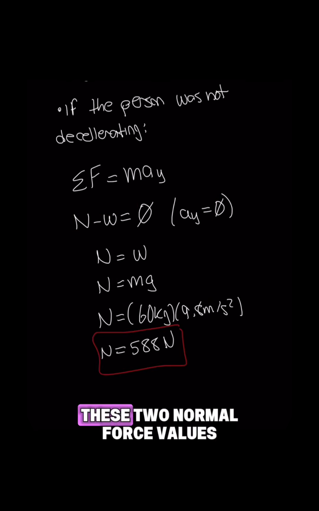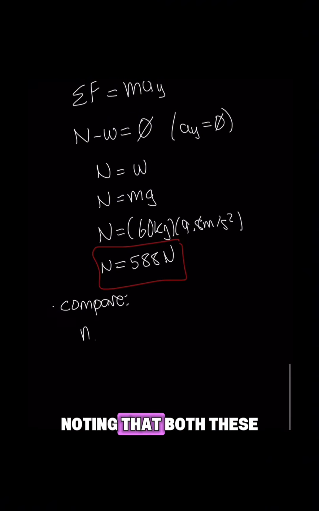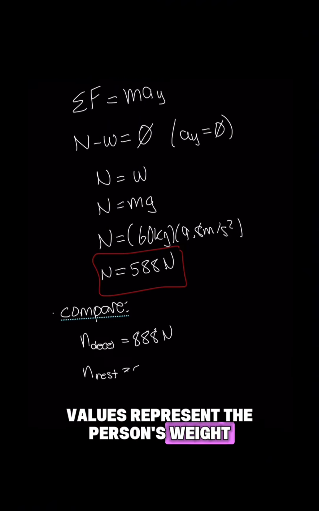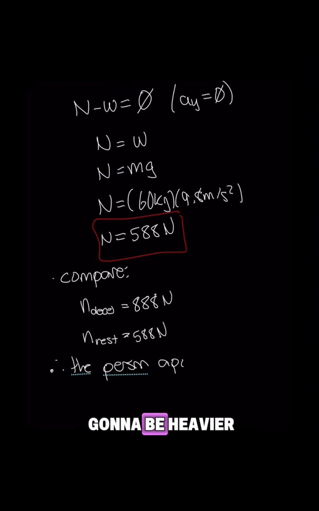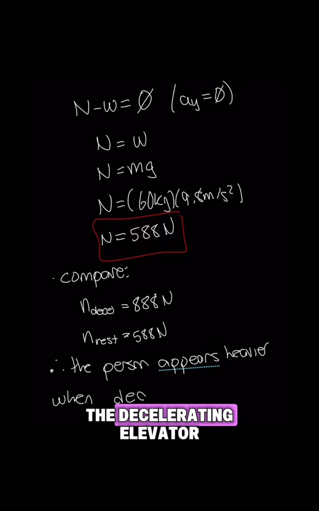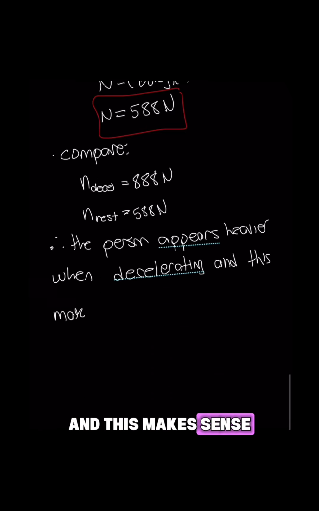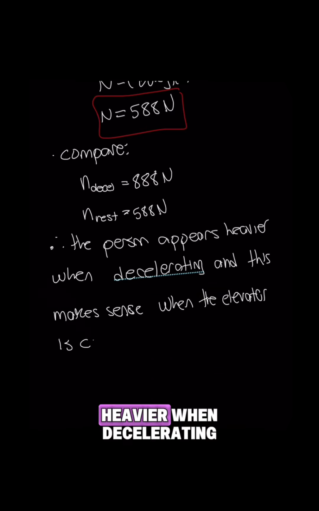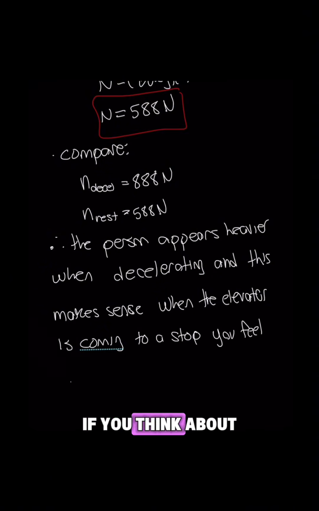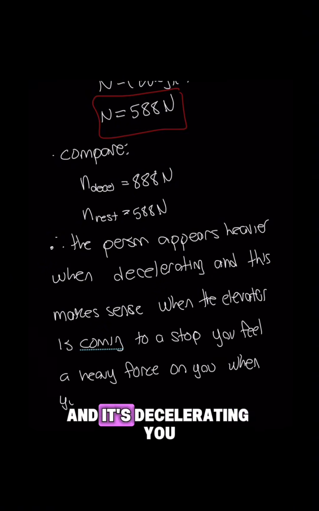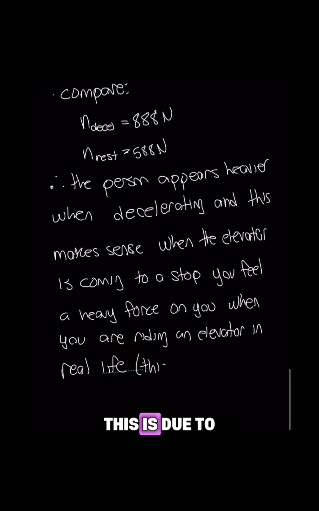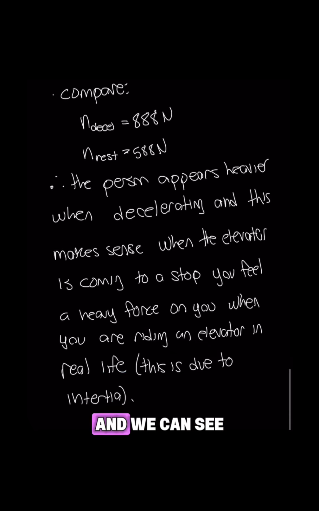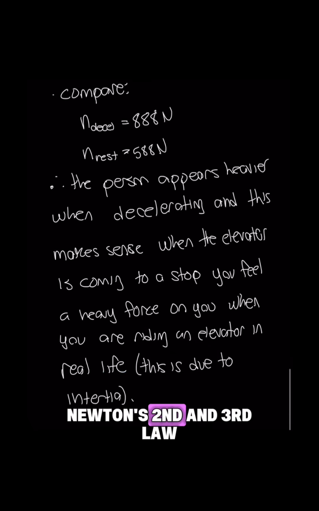So if we compare these two normal force values, noting that both these values represent the person's weight, we can see that the apparent weight is going to be heavier in the case of the decelerating elevator, and this makes sense because this person appears heavier when decelerating. If you think about it in real life, when you're in an elevator and it's decelerating, you feel heavier. This is due to the force of inertia, and we can see that our calculations using Newton's second and third law kind of reflected this experience in the elevator.